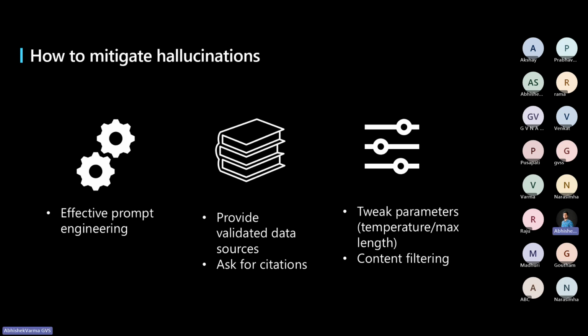How to mitigate hallucinations: effective prompt engineering, which is how you give your input, like what is today, etc. Provide validated data sources. Ask for citations. Tweak parameters, temperature and max length, and content filtering. We have a few tools to mitigate the impact of hallucinations.